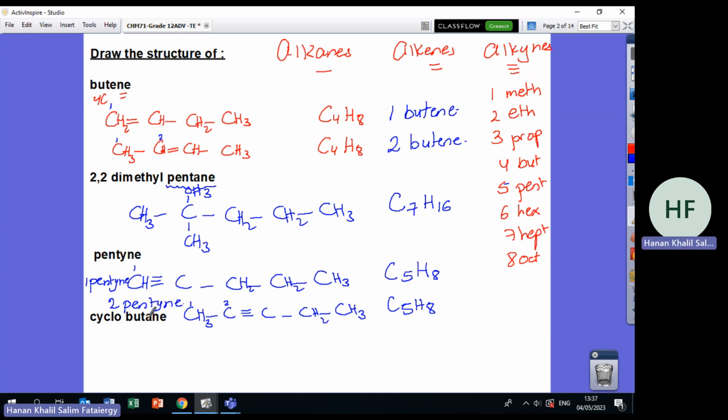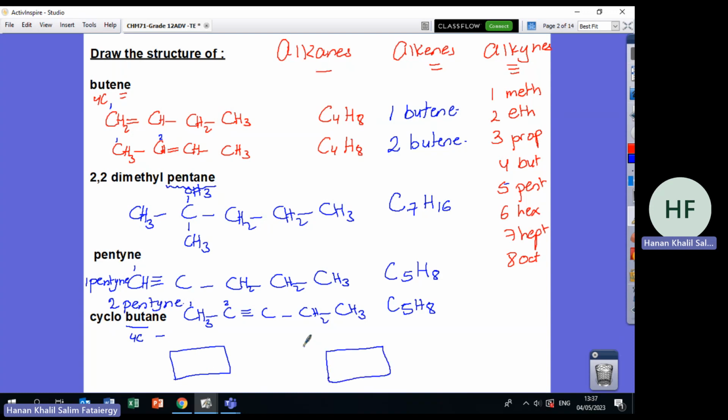Okay, now cyclobutane. What is the meaning of cyclo? Cyclo means closed shape. Okay, but means 4 carbons and ane means single bonds. So I have 4 carbons, single bond, cyclic shape. So the shape will be 1, 2, 3, 4. Okay, I want to tell you something. Be careful for this.